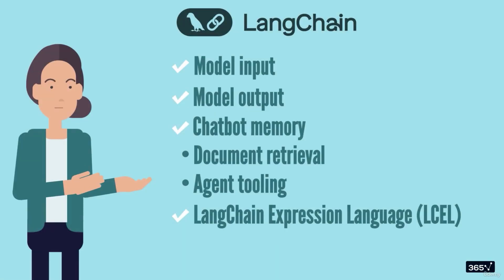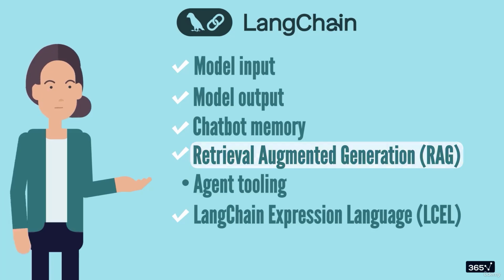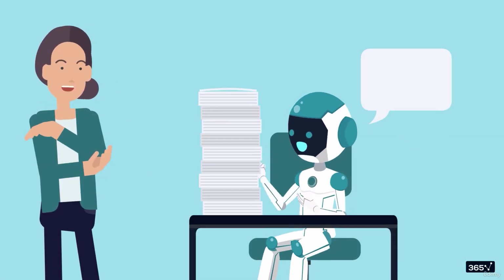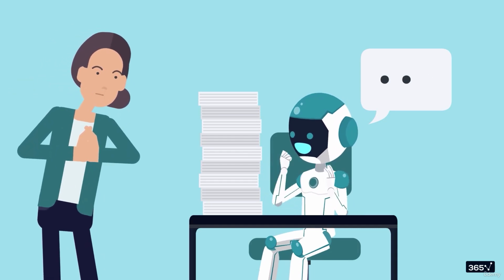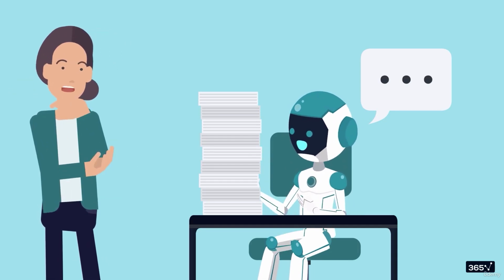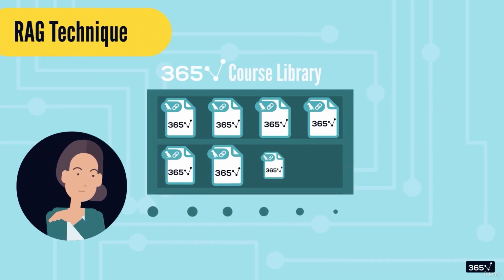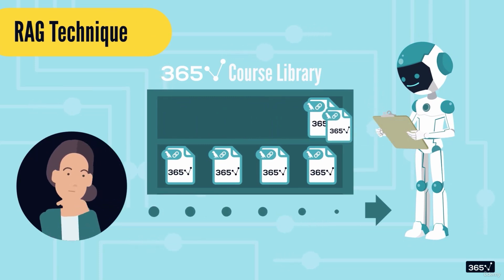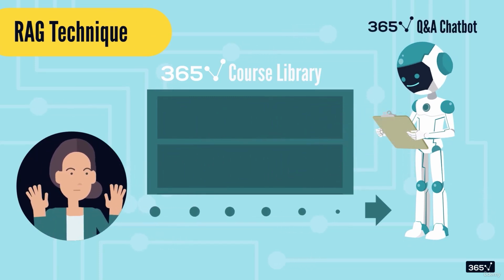Next in our game plan is Retrieval Augmented Generation, or RAG for short. This is a technique whereby we cleverly feed custom data to a language model, data that it hasn't been previously trained on, so that it can generate context-specific answers. The practical example we'll use to learn about the RAG technique is feeding the transcript of lessons from the 365 library, ultimately creating a simple 365 Q&A chatbot.